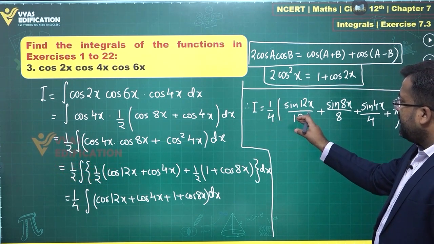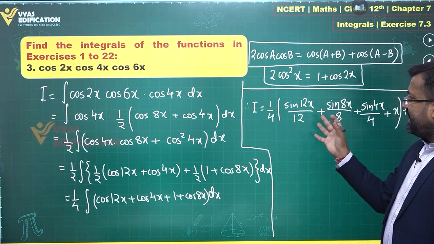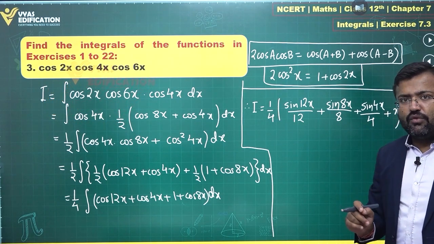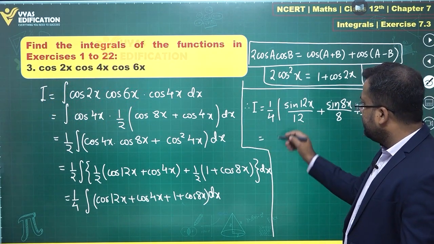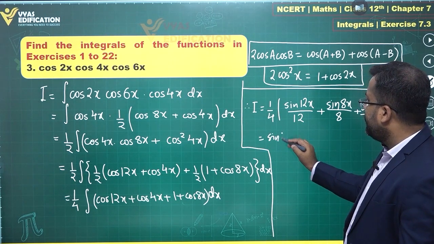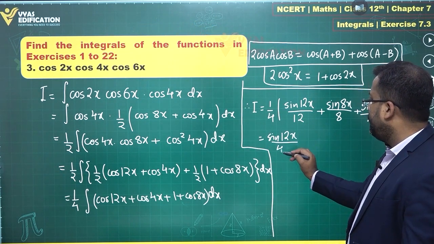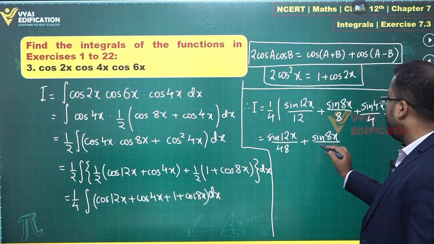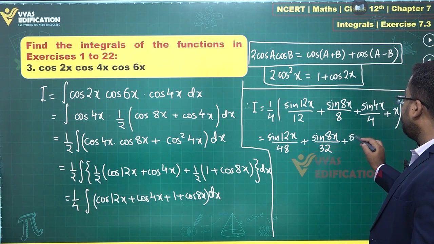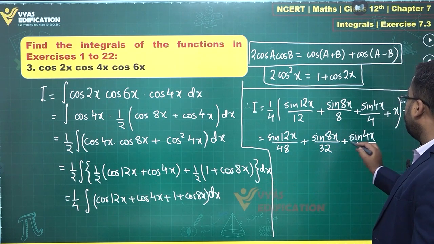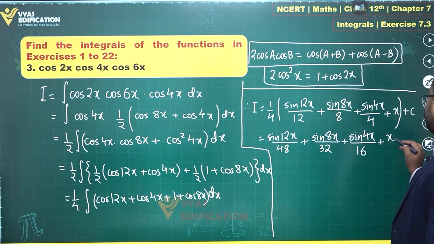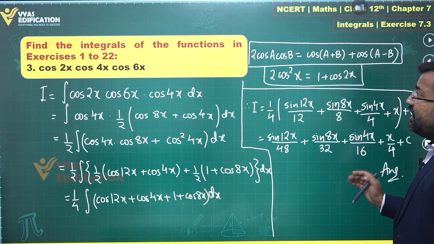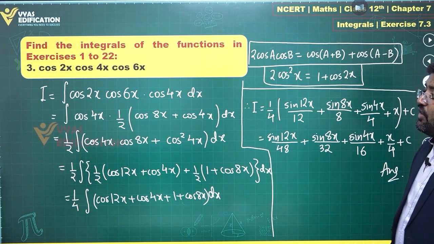At most, you can multiply this 1 by 4 inside the bracket, and you will get 48 over here, 32 over here, 16 over here, and x by 4 over here. You can leave the answer at the earlier stage, or you can write it as sin 12x upon 48 plus sin 8x upon 32 plus sin 4x upon 16 plus x by 4 plus c. That's the required answer for this third question, as you can see over here.